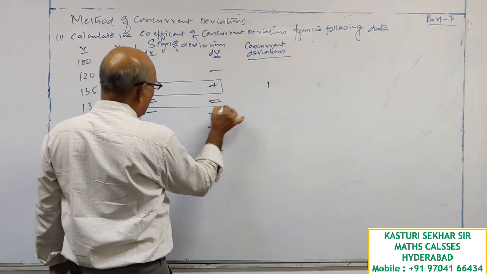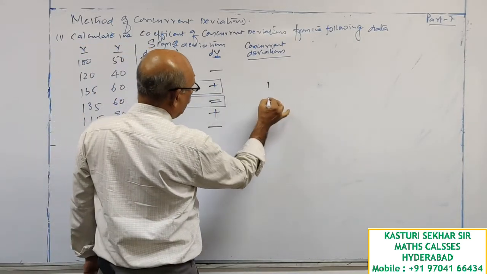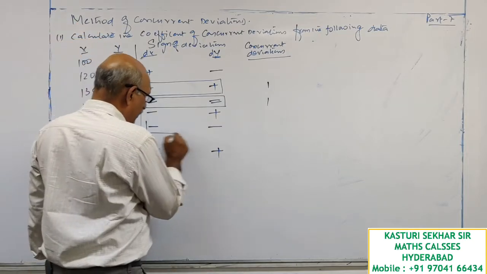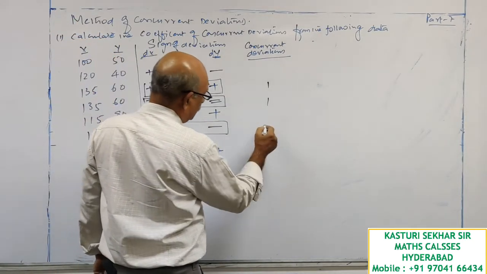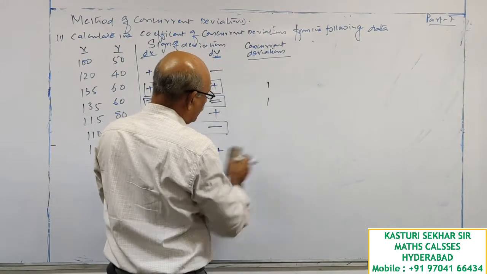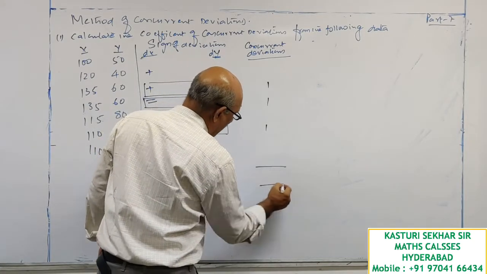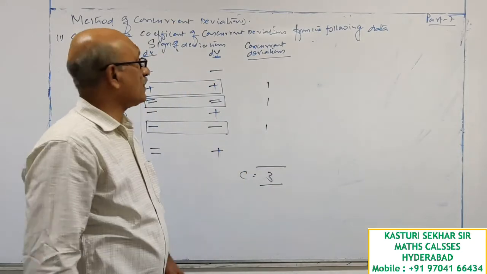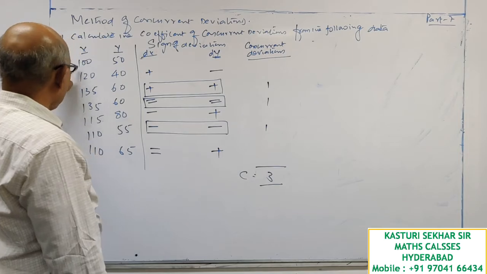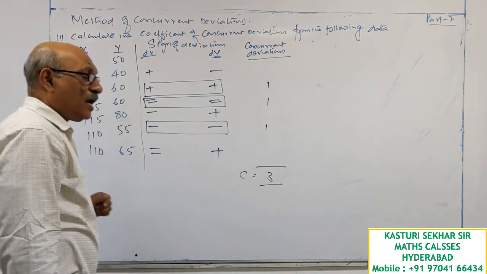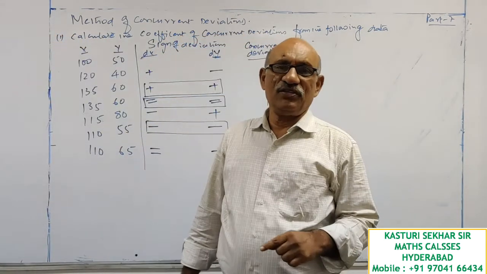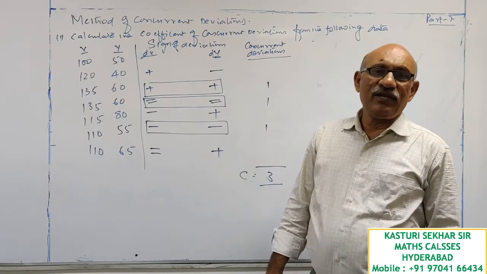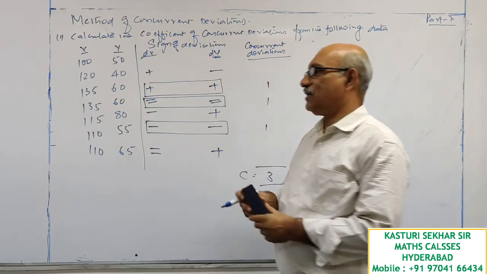Again, there is one more pair here. For this also, they have the same sign. Then this is the third pair we have. For three pairs, the concurrent deviation is the same. So totally, out of 1, 2, 3, 4, 5, 6, 7, out of 7 pairs of observations, for 3 pairs we have the same sign of deviation.